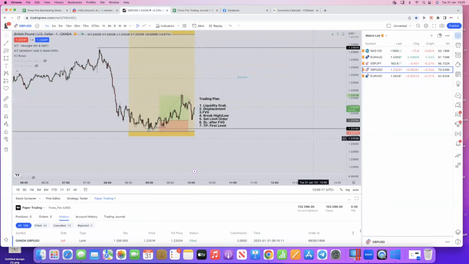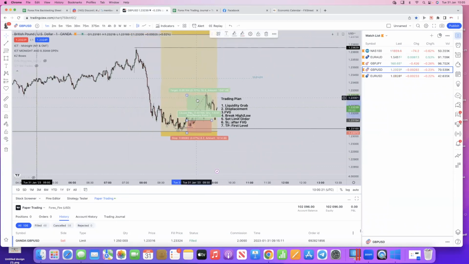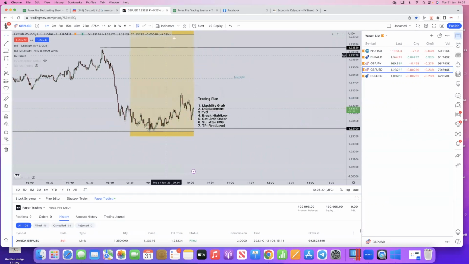Now, when we look at this, structure-wise, we can now take that bit off, okay? We can now get rid of that, and we can possibly get rid of that. We'd be structurally waiting for the high or the low to be taken again before we look at a re-entry.